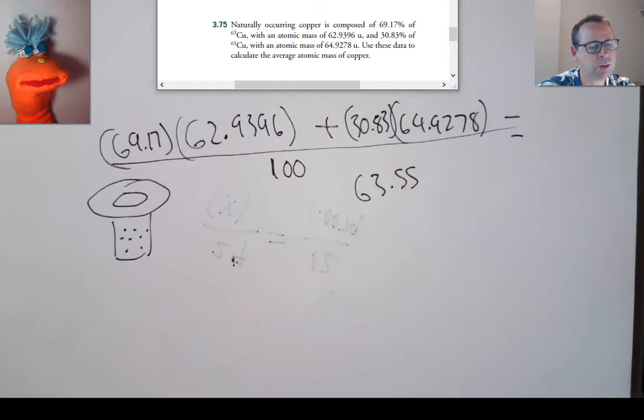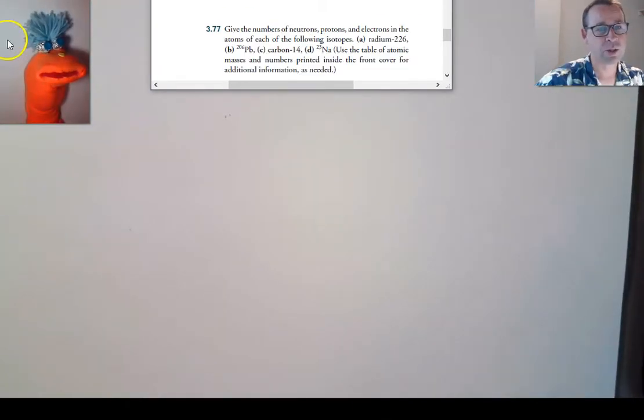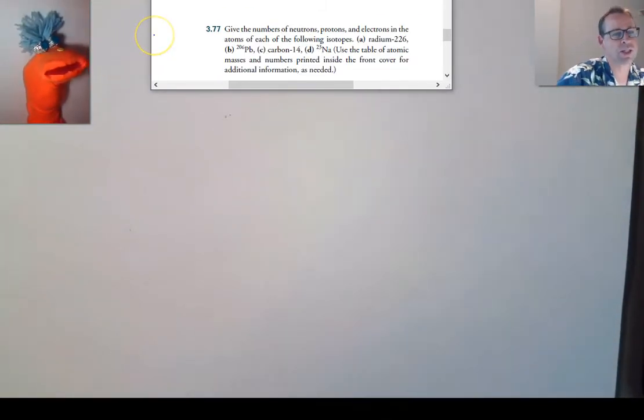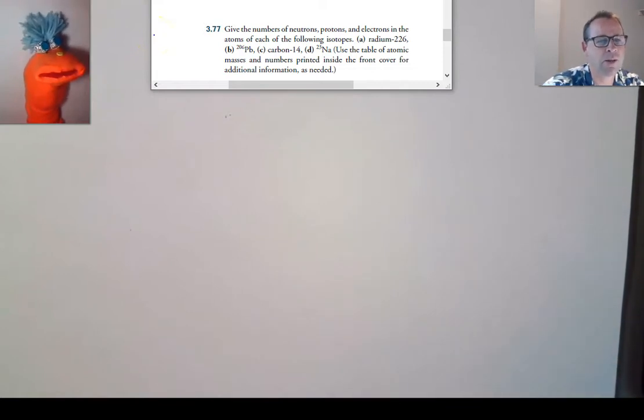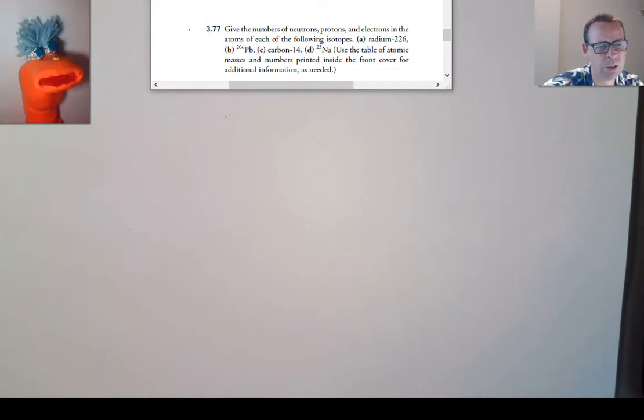Okay, good. All right, so here we have the number of neutrons, protons, and electrons in an atom. We have to give the number of neutrons, protons, and electrons in each of these isotopes. Do you know what an isotope is? Isn't it like same protons, different neutrons?